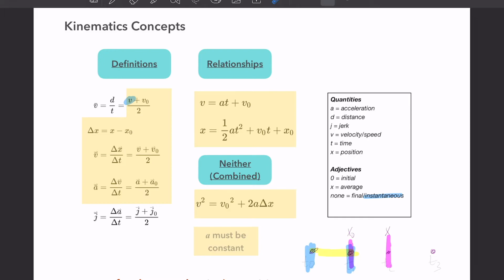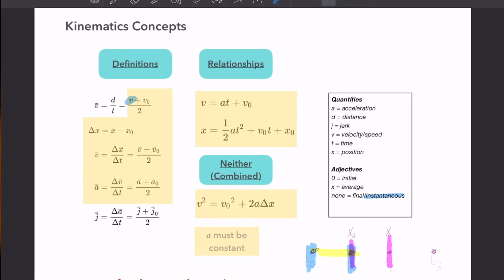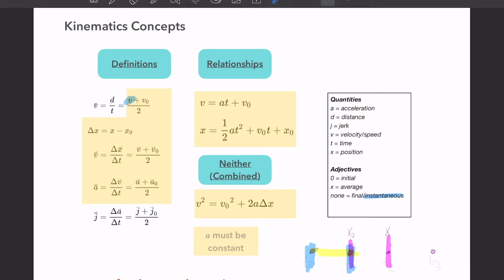So, we have our definitions. And our definitions, and all of the quantities we experience, have adjectives. Every quantity, acceleration, distance, jerk, velocity, time, and position, can have any one of these three adjectives ascribed to it: instantaneous acceleration, average acceleration, and so on.